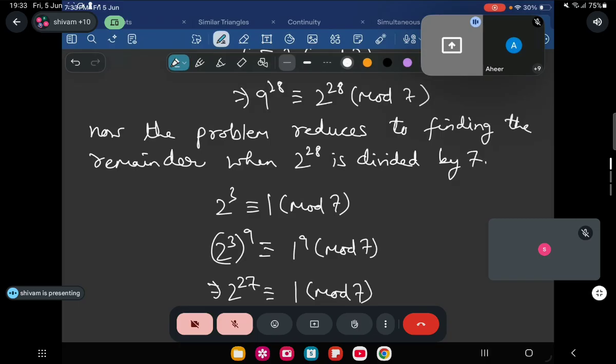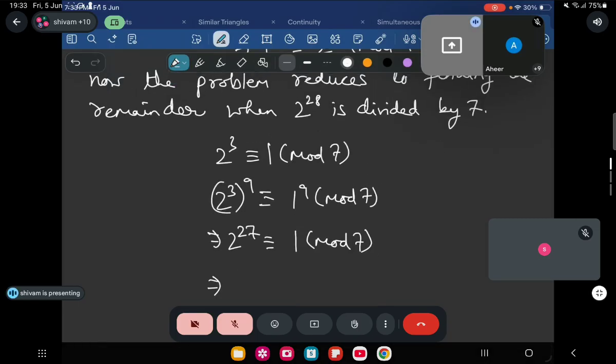Are you getting it, Aviraj? Yes, sir. Now how much more do we need? Only one more 2. So 2 to the power 27 into 2 is congruent to 1 into 2 mod 7. So the remainder is 2. Tell me, is it clear, Aviraj?